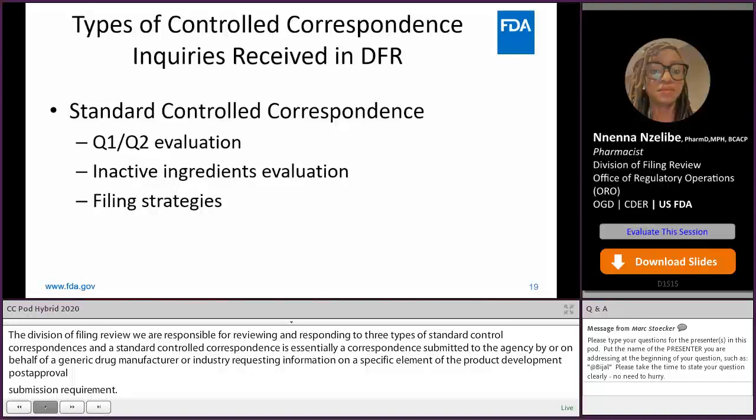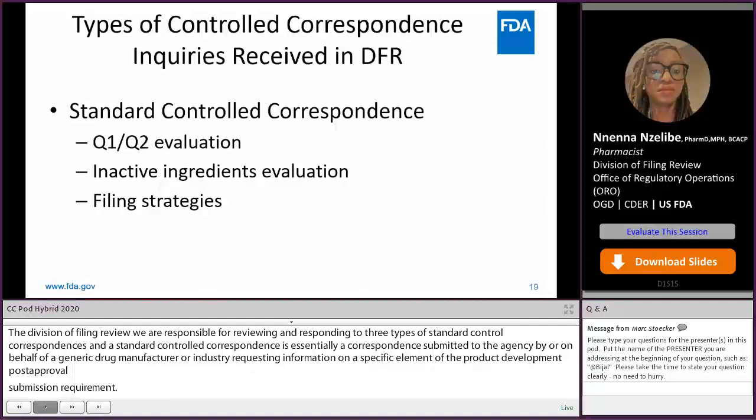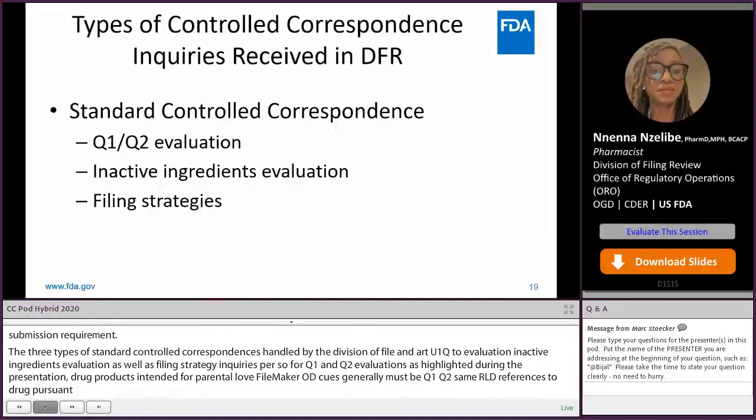So for Q1, Q2 evaluations, as Bijal highlighted during her presentation, drug products intended for parenteral, ophthalmic, or otic use generally must be Q1, Q2 the same as the RLD, the reference listed drug, pursuant to 21 CFR 314.94(a)(9), paragraphs (iii) through (iv). So generic drug manufacturers may submit test formulations for Q1, Q2 sameness comparison against the RLD before manufacturing exhibit batches in support of an ANDA submission.